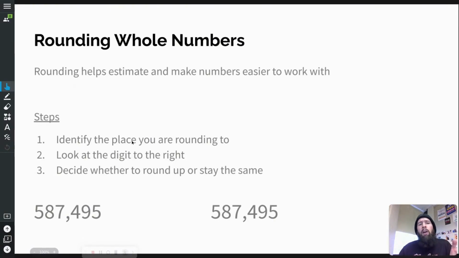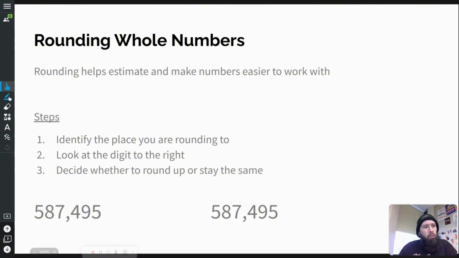How do we round a whole number? First, identify the place you are rounding to. So if I say round it to the tens, round it to the thousands, round it to the 10,000s, that's going to be your starting point. Then you look at the digit to the right of it and decide whether to round up or stay the same. Now, the general rule is 5 or above, give it a shove. That means you round it up one number. But if it's 4 or below, let it go.